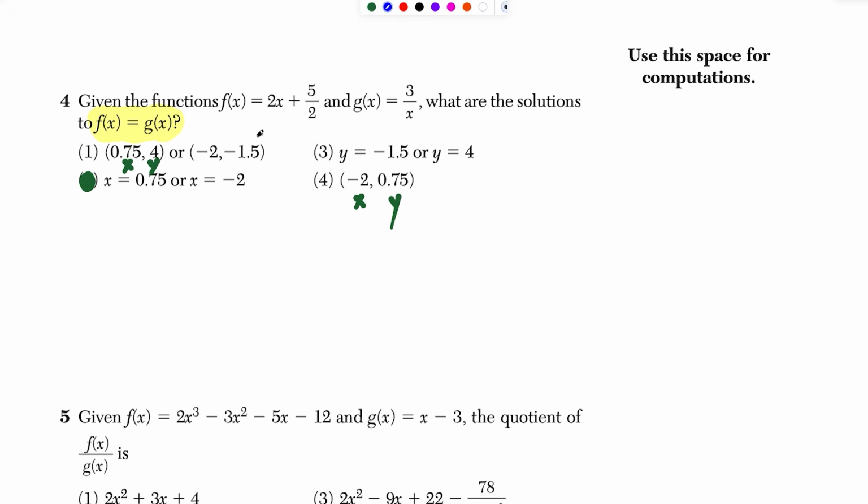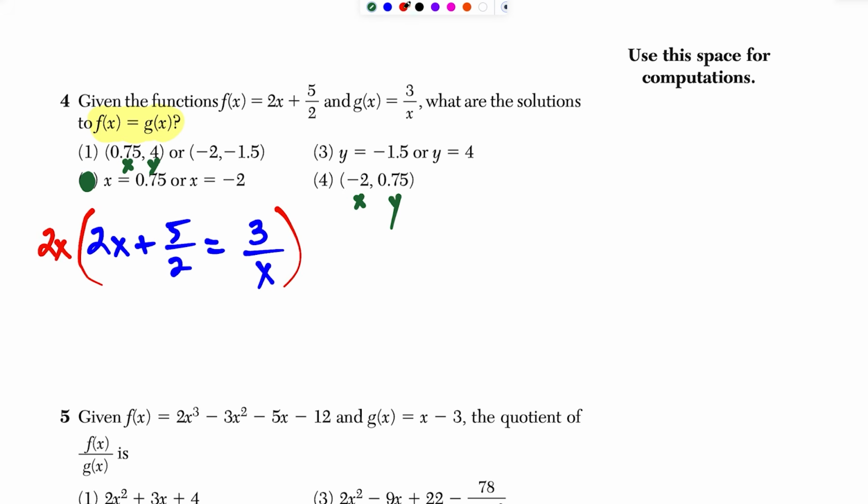Now, one last method would be to solve this by hand. So we could set 2x plus 5 over 2 equal to 3 over x. And then from here, I noticed that the least common denominator of all of these expressions is 2x. So I'm going to multiply everything by 2x, and what that'll do is get the denominators to wipe out. So if I multiply the first term by 2x, 2x times 2x is 4x squared. And then plus, I do 2x times 5 over 2, and the 2's are going to cancel out.